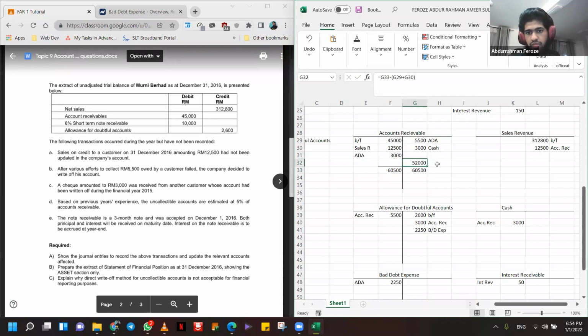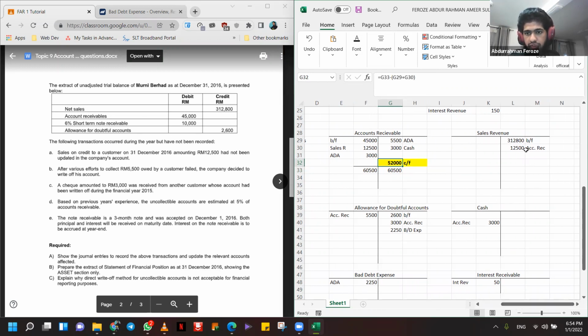So now this would be the brought forward amount in the adjusted, or carry forward amount in the adjusted trial balance, right? So let's just highlight that. This is the amount that now we will have to add here to the adjusted trial balance. And then we have sales revenue.